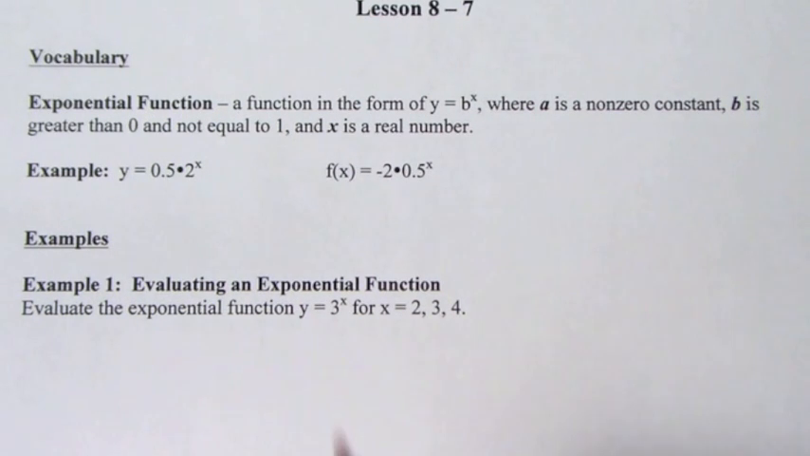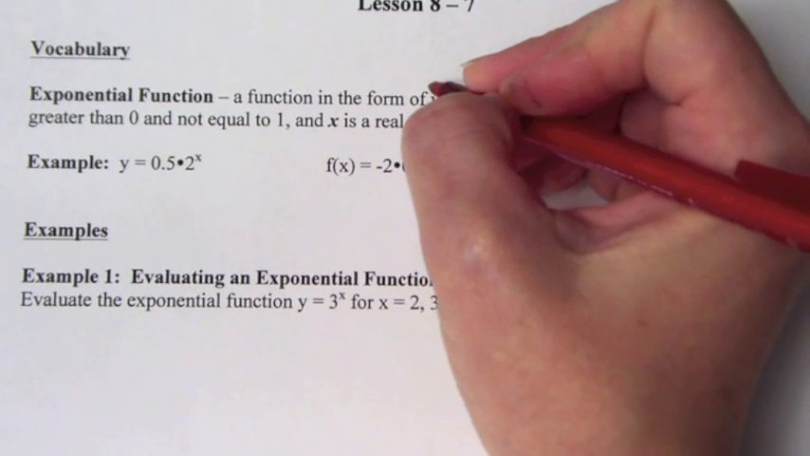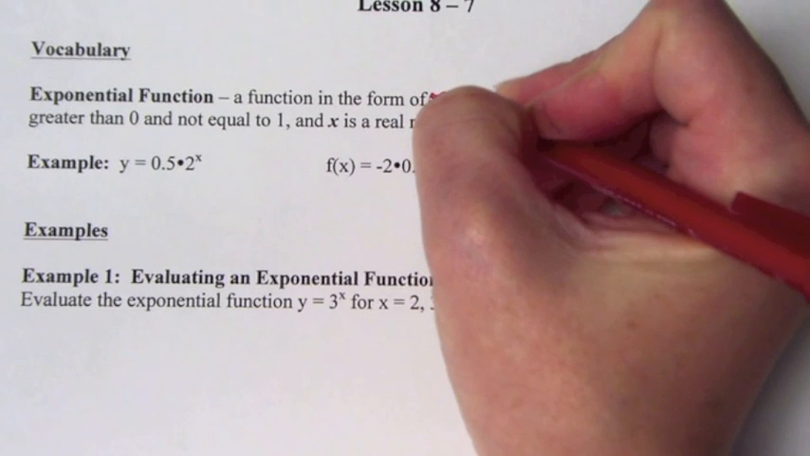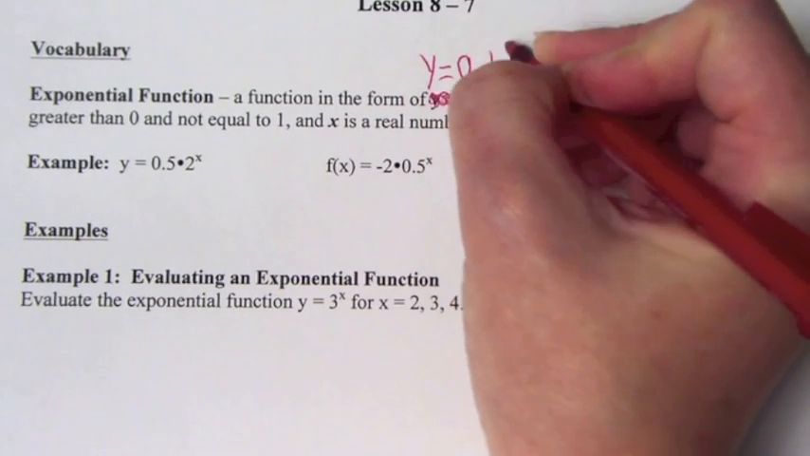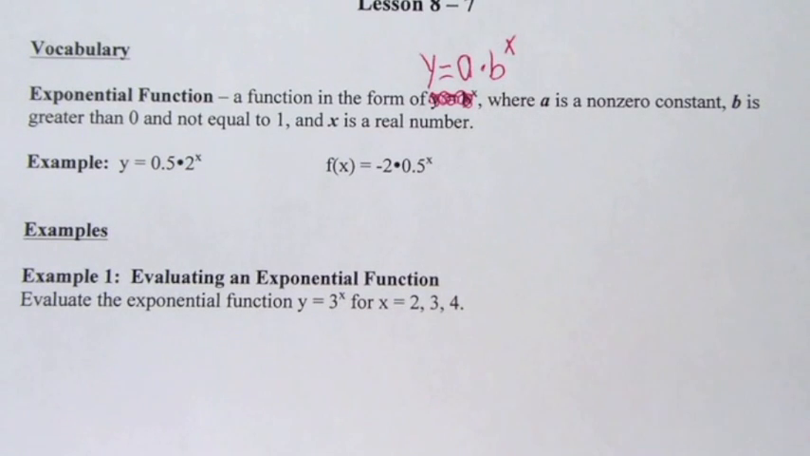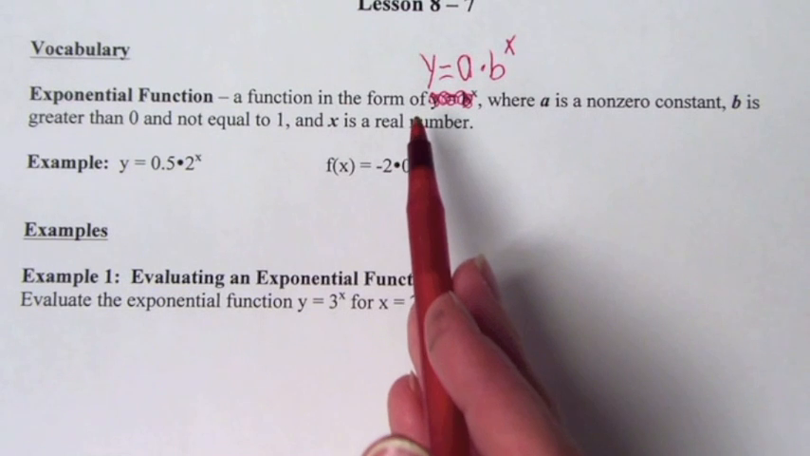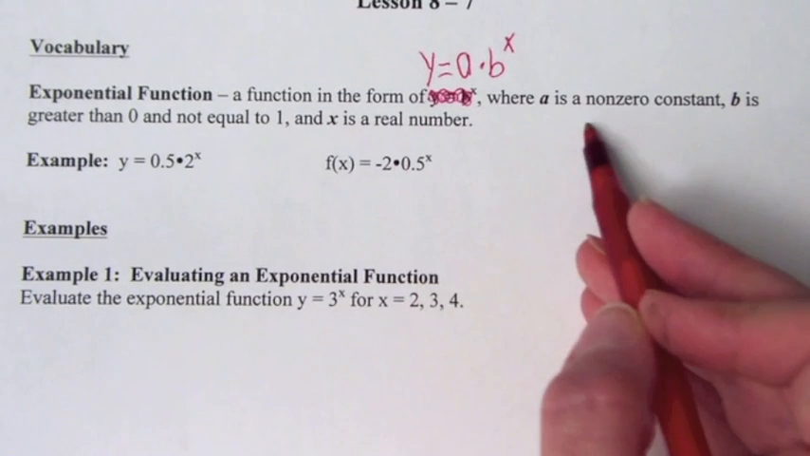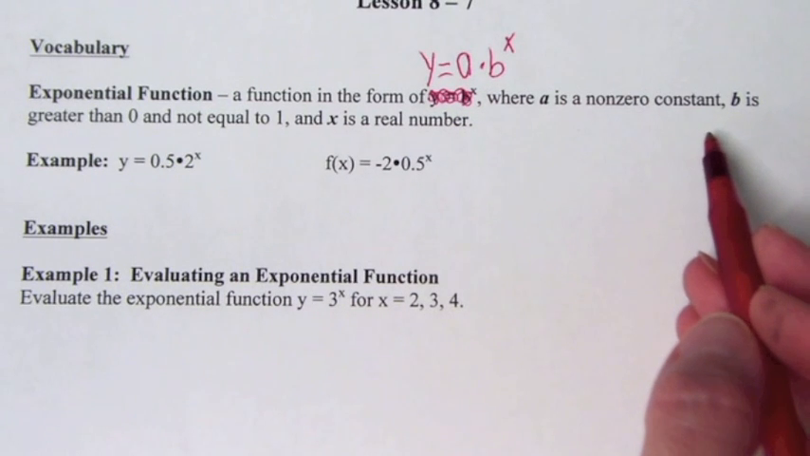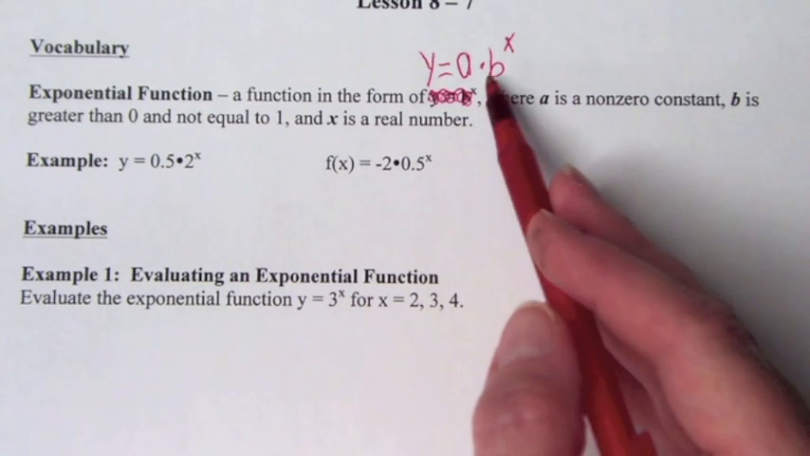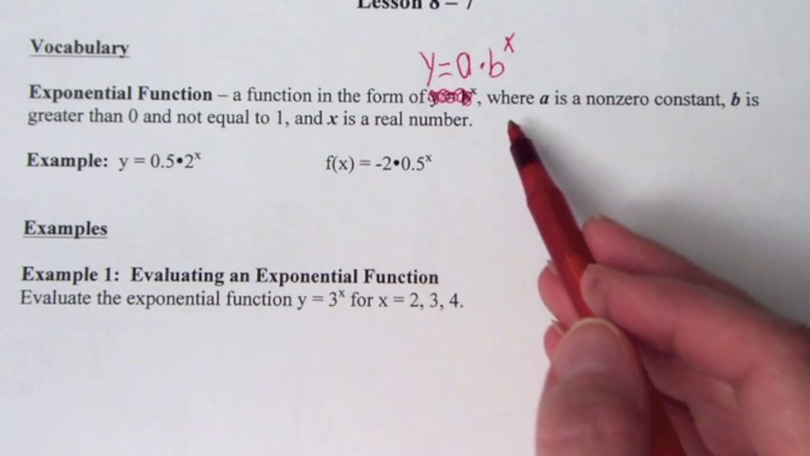This is the form of an exponential function. It is in the form y equals, and I need you to actually cross this out. I need to fix that. This should actually be y equals a times b to the x. I forgot to put that little a in there. So this is the function. This is the normal form of an exponential function, where a is non-zero, so a can't be 0. B is greater than 0 and not equal to 1, and x is a real number.